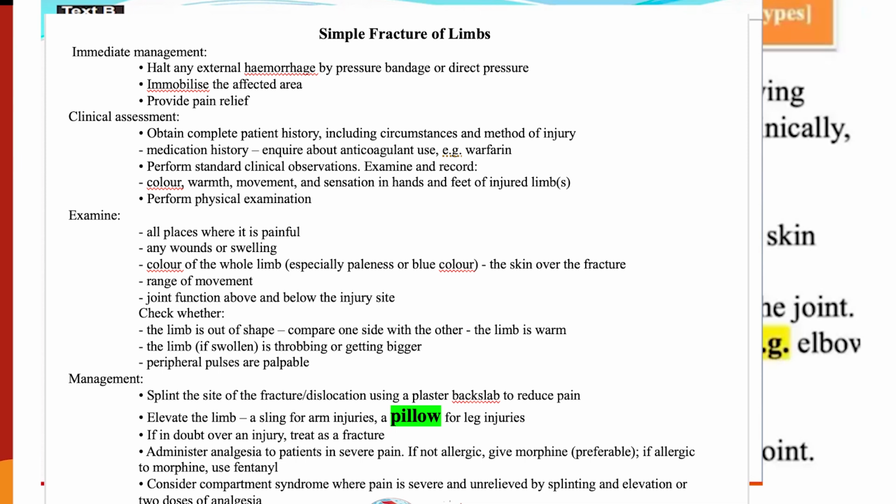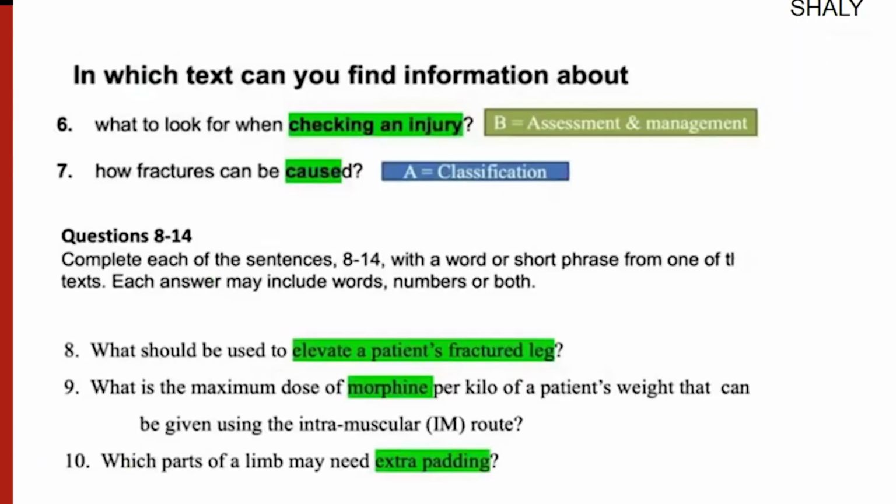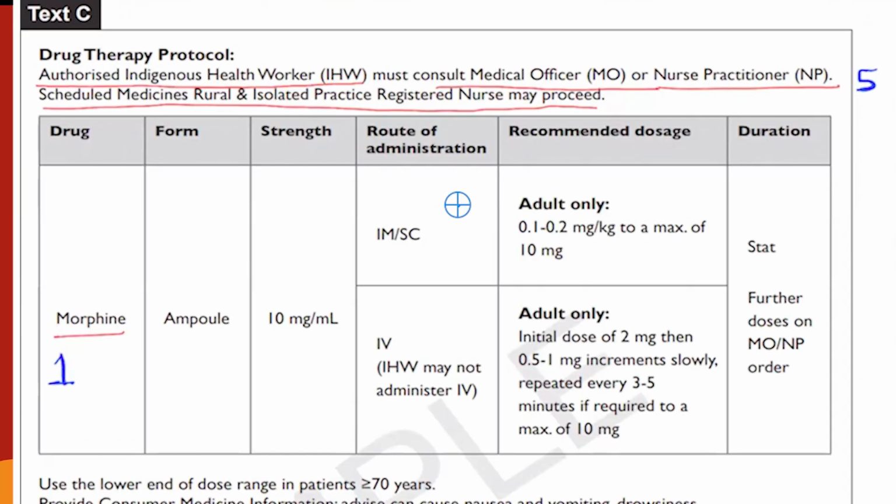Moving on, the 9th question. What is the maximum dose of morphine per kilo of a patient's weight that can be given using the intramuscular route? Here they are asking for the maximum dose of morphine per kilo. Then moving on, the answer is in C, treatment, medication. We can see in the recommended dosage, adult only, intramuscular 0.1 to 0.2 mg per kilo to a maximum. The answer is 0.2 mg per kilo.